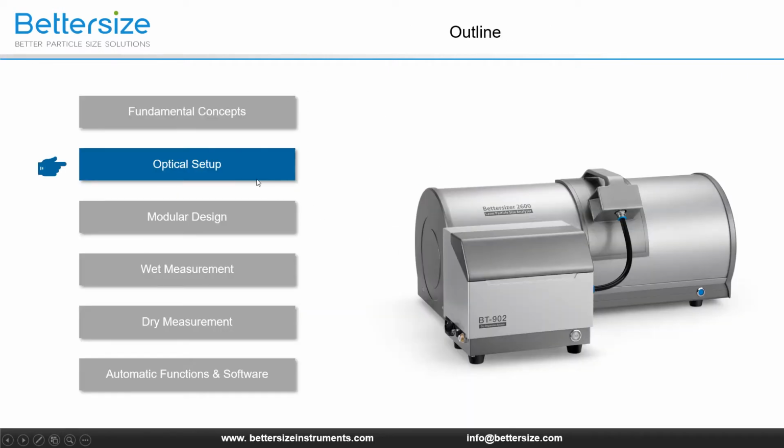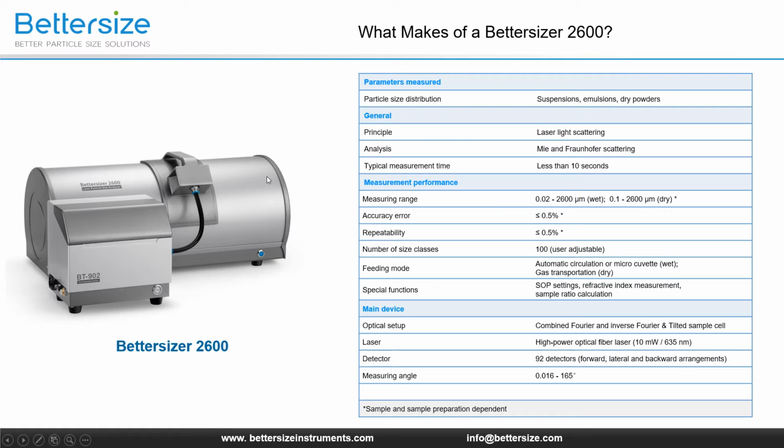Okay, with the knowledge of some fundamental concepts, let's dive into the optical setup of the Betasizer 2600. It's a particle size analyzer based on the principle of laser diffraction. It can measure the particle size of suspensions, emulsions, and dry powders. It is such a sophisticated instrument that many system parameters are listed in this table. But today, I'm not going to talk about these tedious numbers.